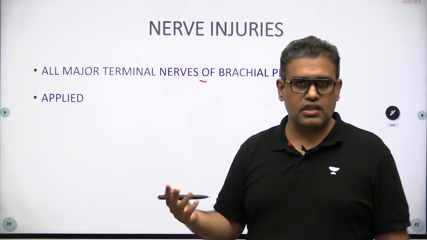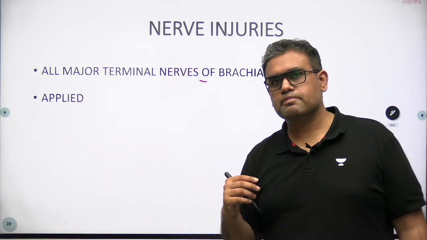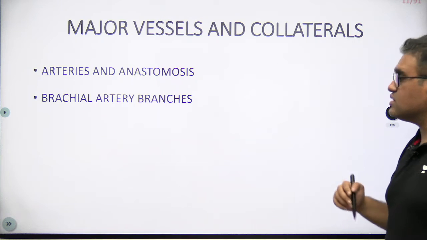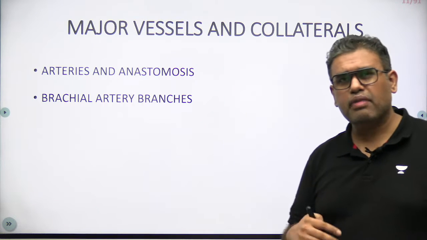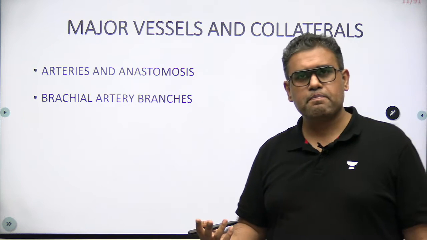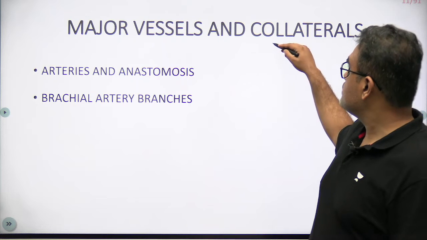If you want a quick revision, then go through it. Next, major vessels and collaterals. Again, as I told you, nerves can be injured as well as vessels, by penetrating injury, anything like that. We should know the collaterals also.